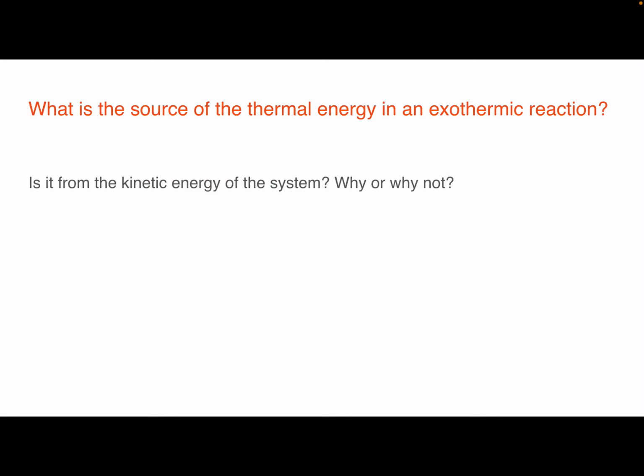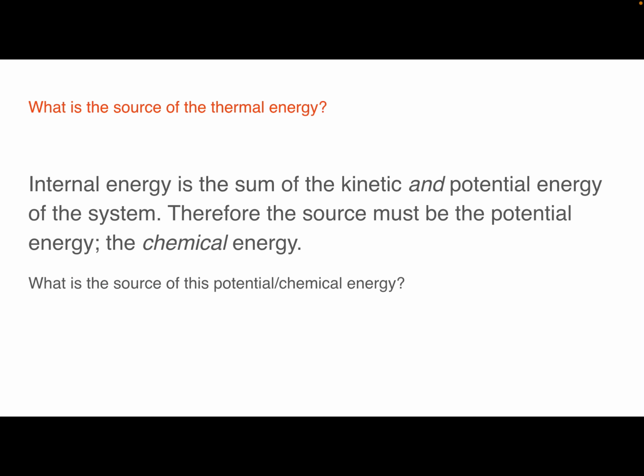The source of this thermal energy is going to come from the chemical energy, the potential energy that's held within the bonds. Breaking bonds requires energy. You have to pump in energy to break bonds, but then forming bonds releases energy. So when an exothermic reaction happens, it is overall giving off more energy than it took to start. In an endothermic reaction, it's taking in more energy overall.